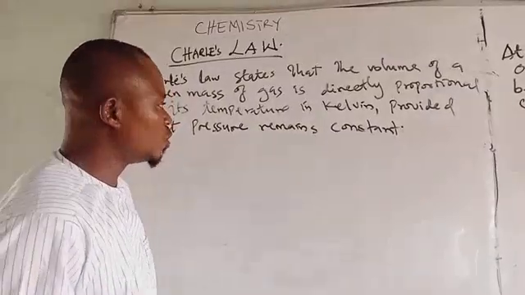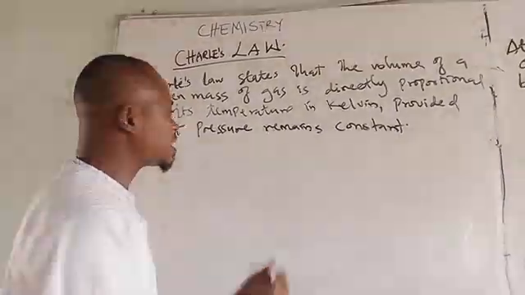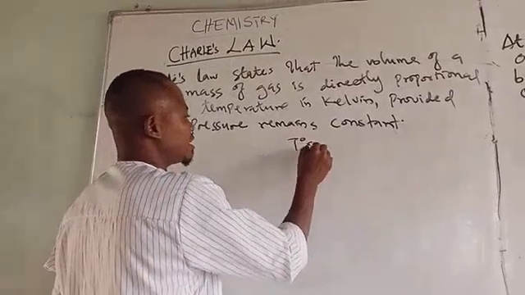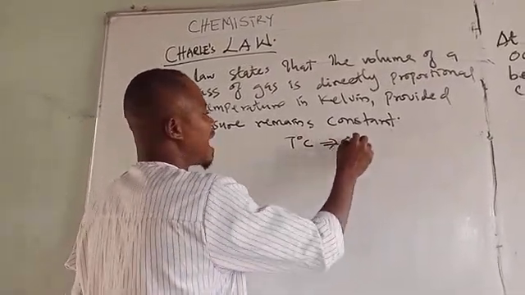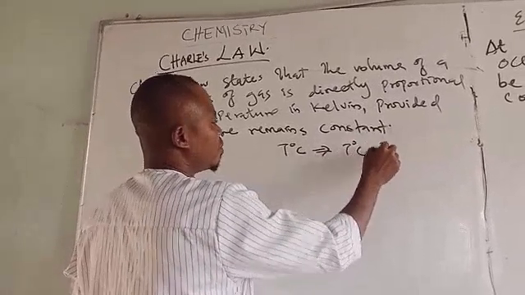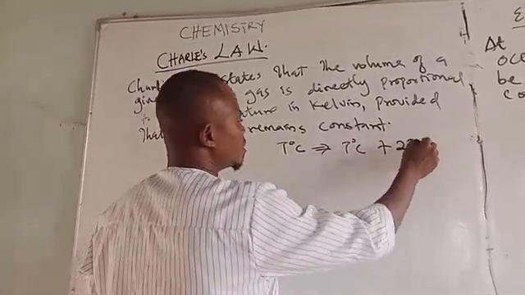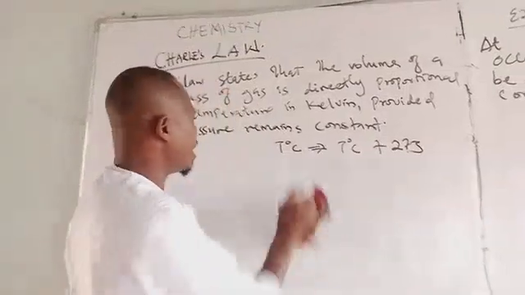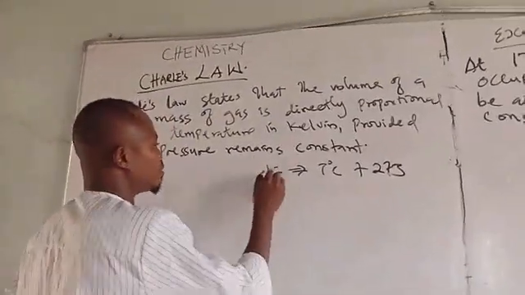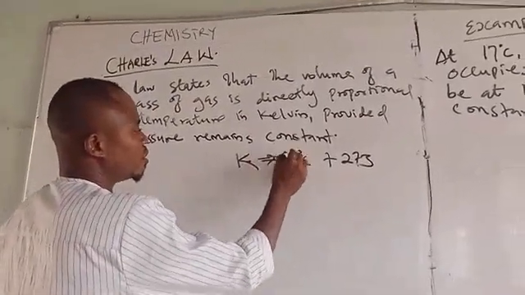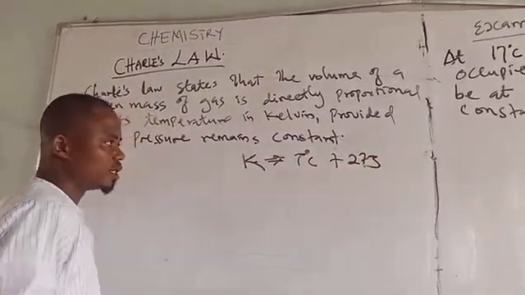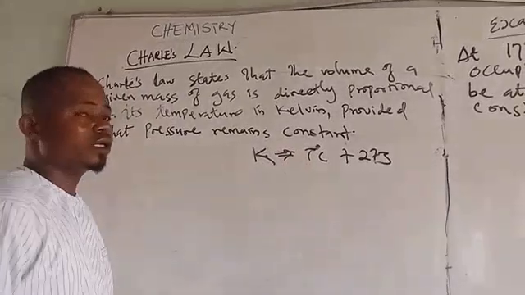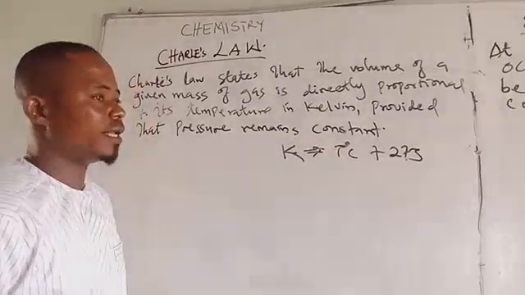Kelvin. So do not forget that to convert from your Celsius temperature, T in Celsius, to Kelvin temperature, you're going to add T Celsius plus 273. Now if you are converting your Celsius temperature to Kelvin, your temperature is Celsius, you add 273 to it, to have your temperature in Kelvin. You must not forget that.